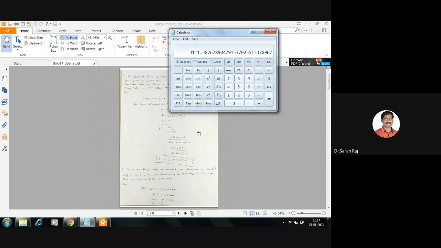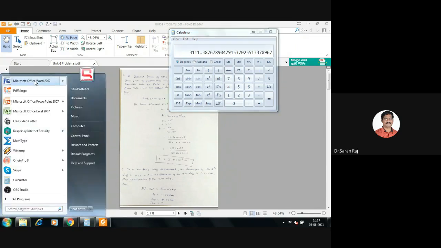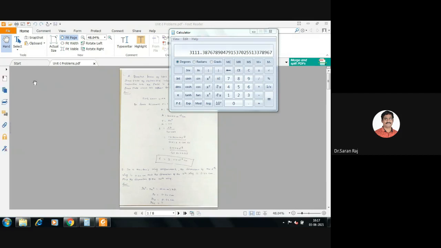Now you see that here, 3.11 into 10 power minus 5 you can write it. Just see, this answer I will write in the Word file, then I will explain clearly here.